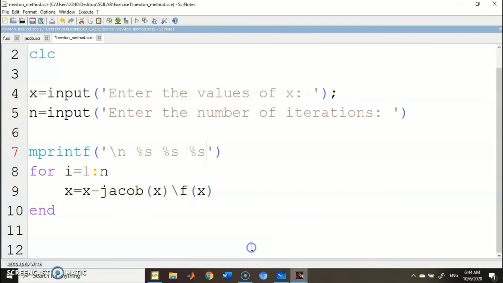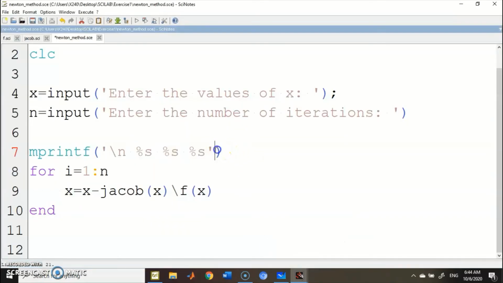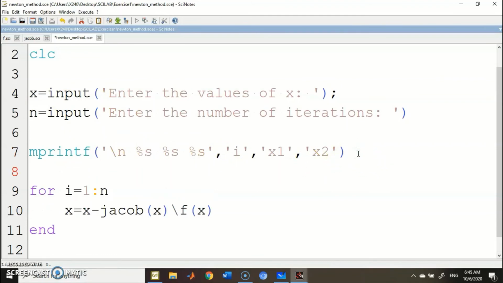Okay, so what does %s here mean? I have 3 columns: I, x1, x2. %s here is to produce the characters I, x1 and x2. So to produce the characters, we will say another quotation I, comma, another quotation x1, another quotation x2. So I have displayed my I, x1 and x2. And then, okay, you can do the line.